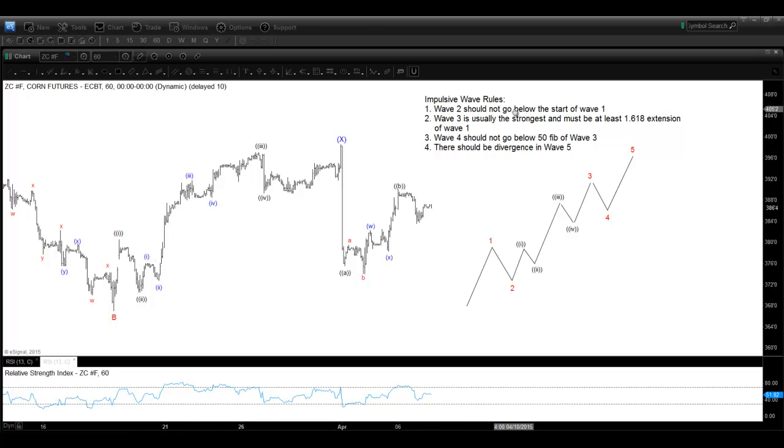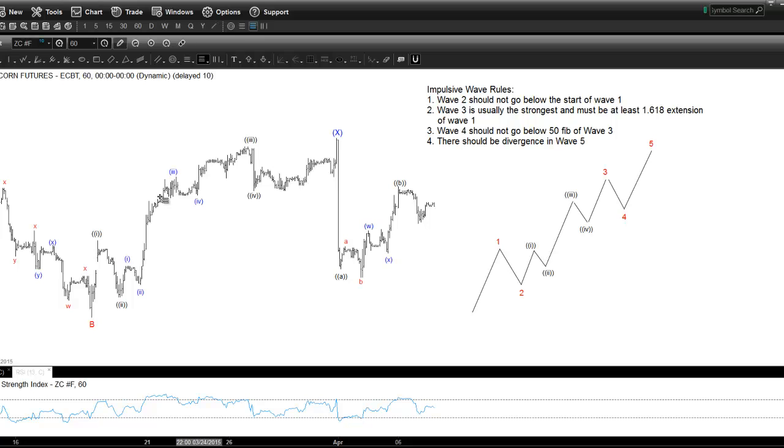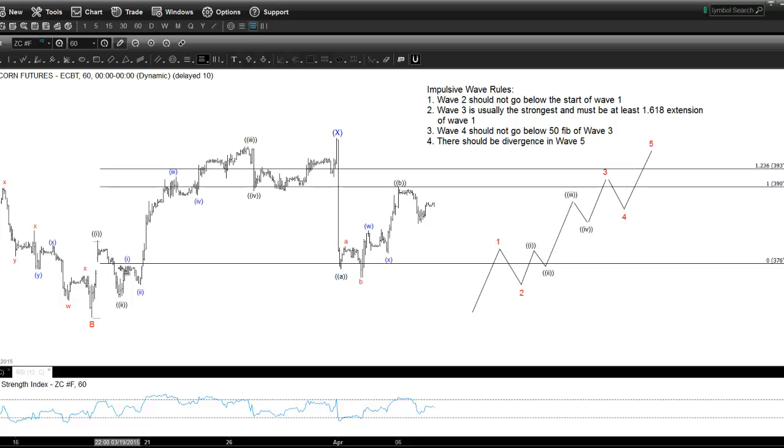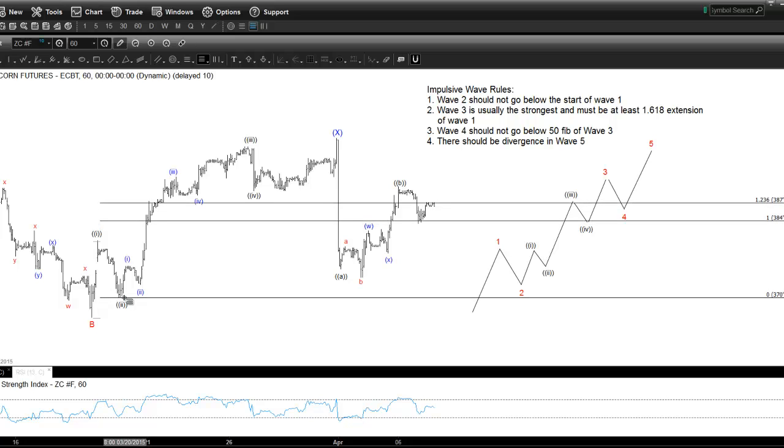So this rule is satisfied. Second rule, wave 3 is usually the strongest one and must be at least 1.618 extension of wave 1. So let's measure this black wave 3 first. If we measure the extension, we measure the first wave here, and we project it from the start of the third wave.